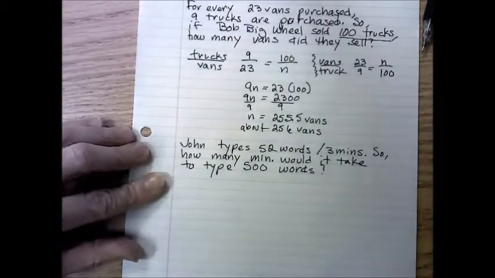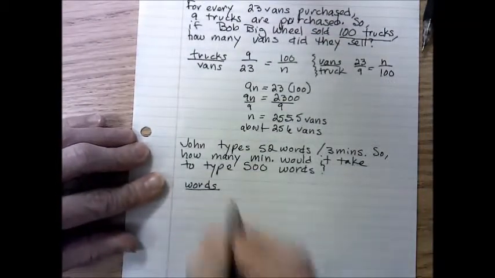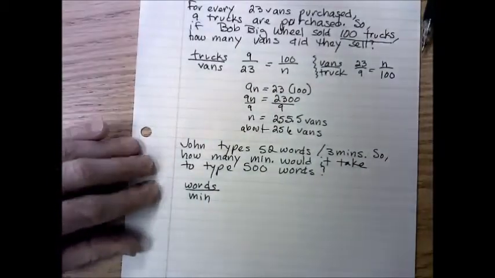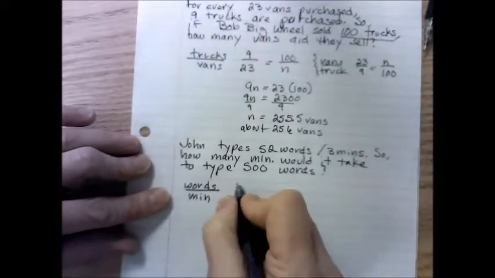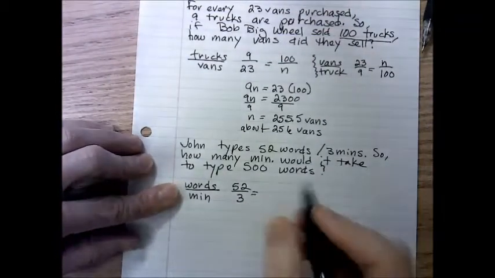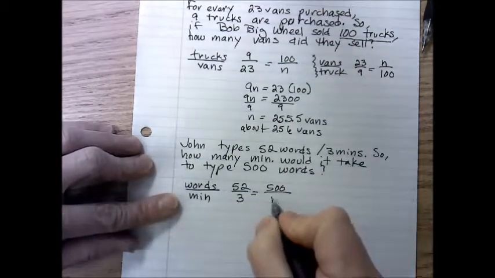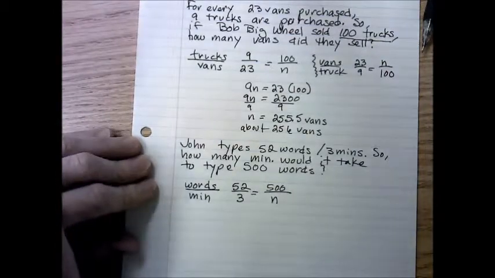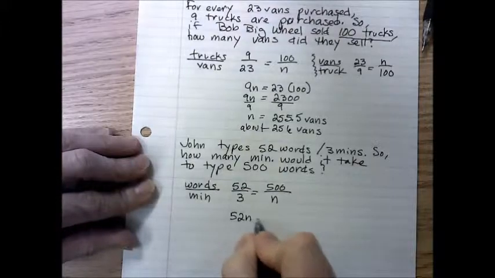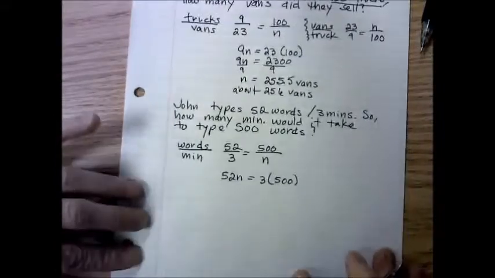So, again, we have words over minutes. Let's go ahead and put words in the numerator and minutes in the denominator. So the ratio that they first gave us was that John could type 52 words in 3 minutes. So we want to know, not that we have 500 words. What we're trying to figure out is how many minutes it would take John to type 500 words. So setting up our cross products, 52n would equal 3 times 500.